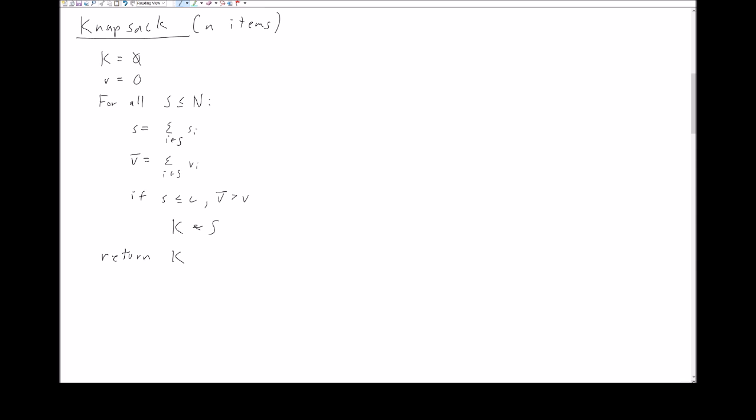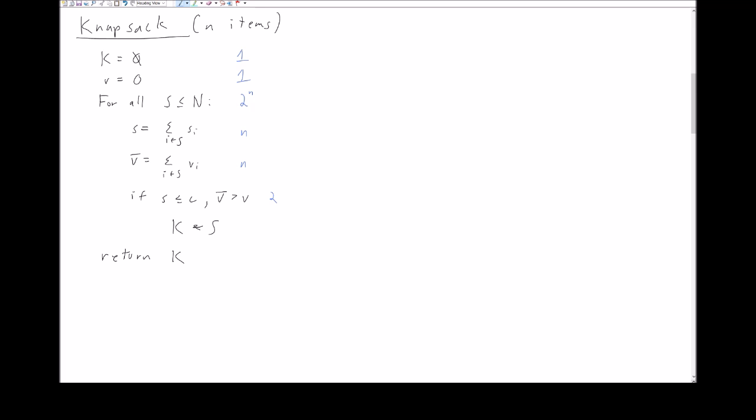For example, setting k equal to the empty set is going to take 1 time unit. We've set a value. Setting v equal to 0 is going to take 1 time unit. It's setting a value. This for all loop is going to loop over every subset of n. There's 2 to the n subsets, so we're going to go through this loop 2 to the n times. Inside of the loop, to compute s, we have to add n numbers, so it's going to take n units of time. To compute v bar, we're going to add n numbers, so it's going to take n units of time.